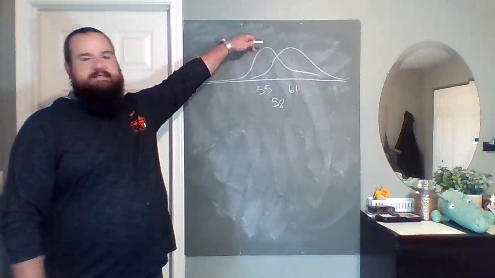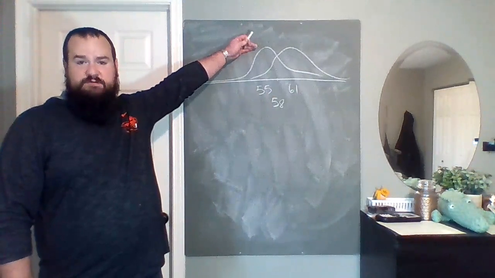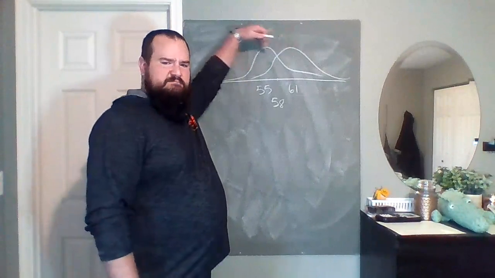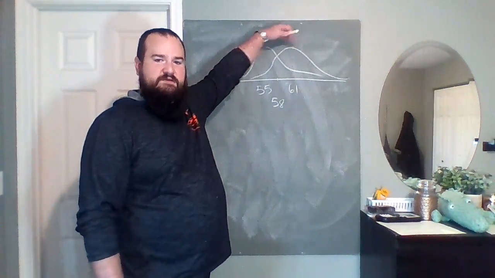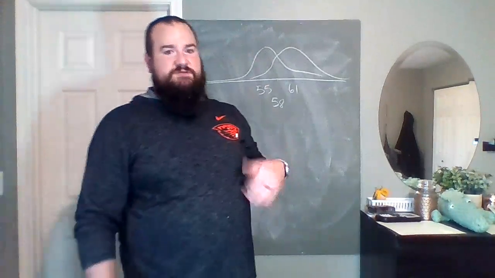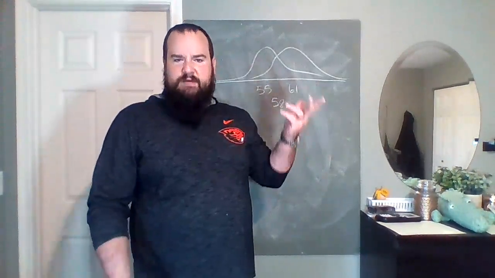In this data set here, 58 is a higher score, whereas in this data set here, 58 is a lower score. We see that because 58 is above the mean here, and below the mean here. If you think of test scores, if you got below the class average, you didn't do well. If you got above the class average, you did better.